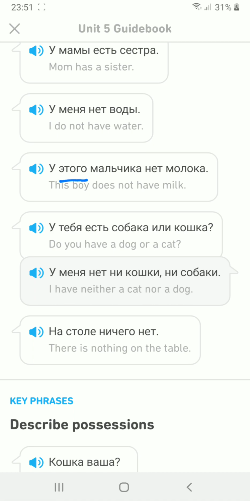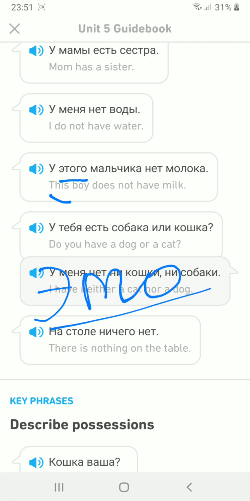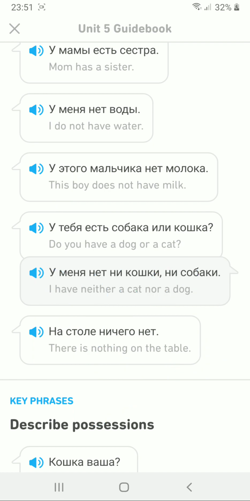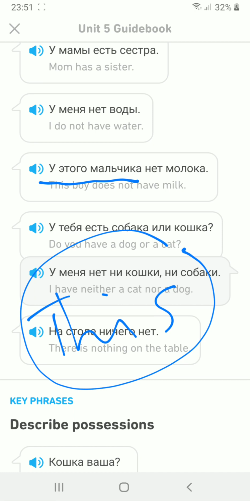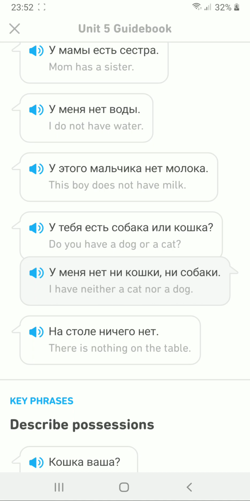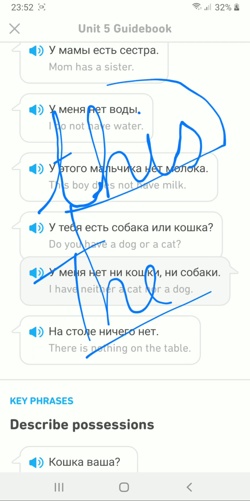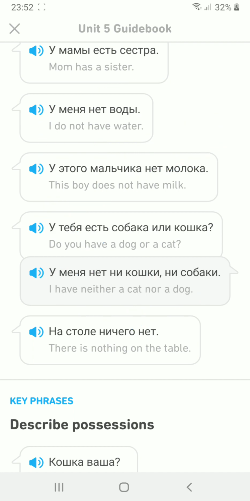Этого. Этого means this, yeah. We know это or этот. Этот means this, yeah. So when you put it in the genitive form, it also changes. The word this is a demonstrative adjective, yeah. It is not an article like the, yeah. So this is descriptive. So нет молока, because it's genitive.